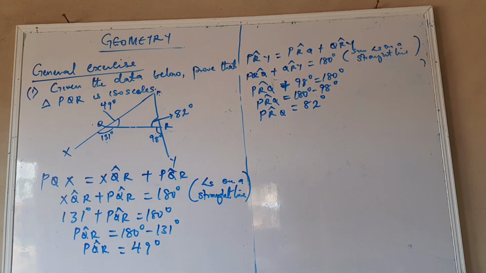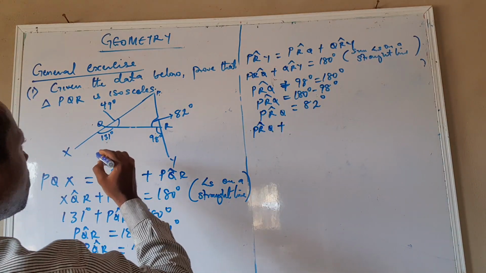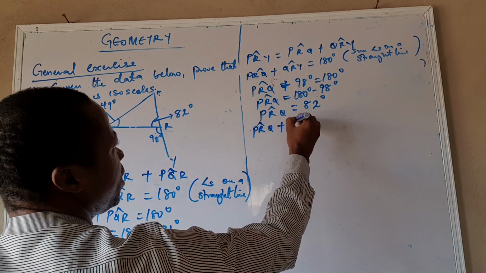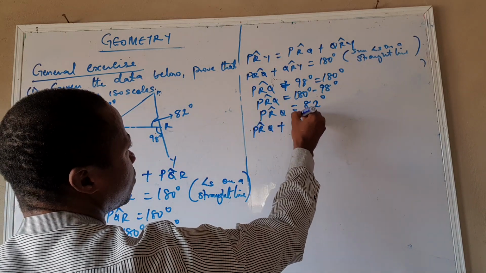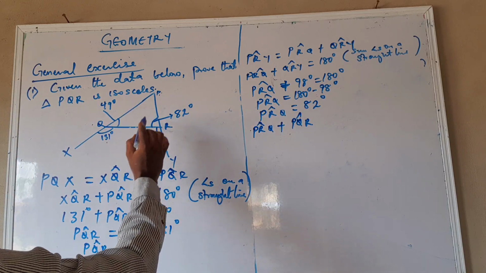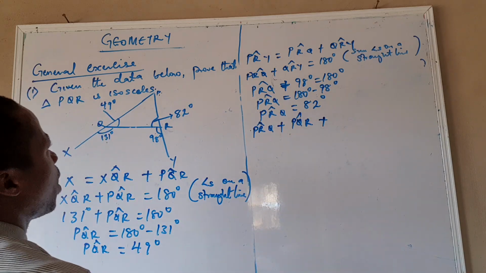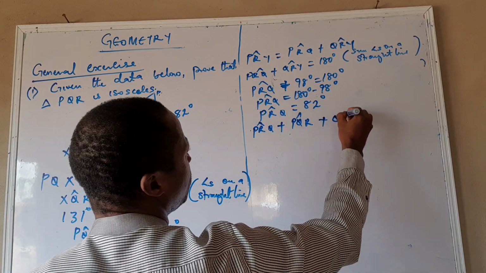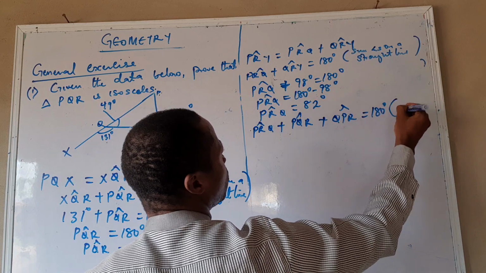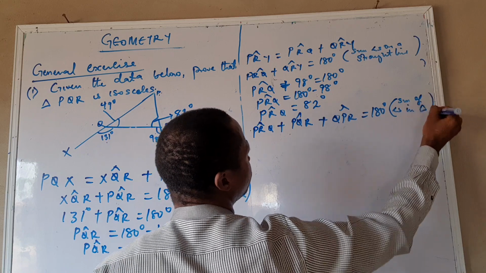180 degree. So I can say that my PRQ, this angle, plus my PQR, this angle, then plus QPR, this angle, will equal to 180 degree. That is the sum of angles in a triangle.